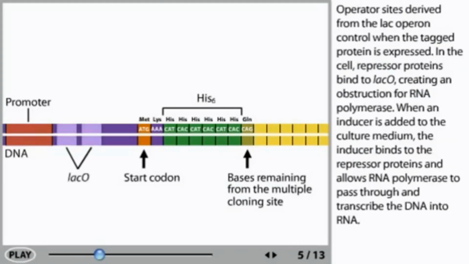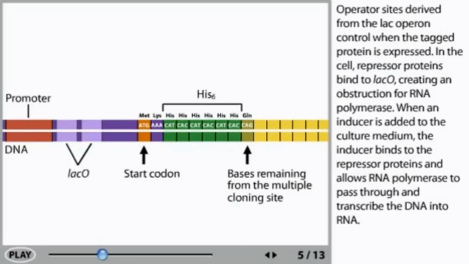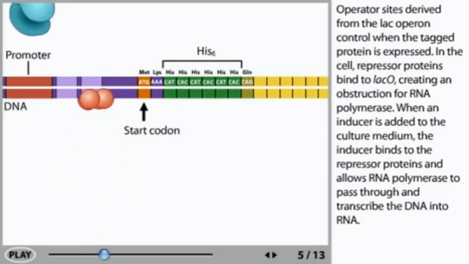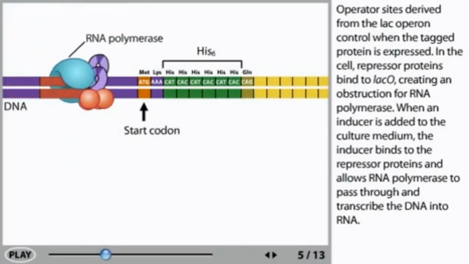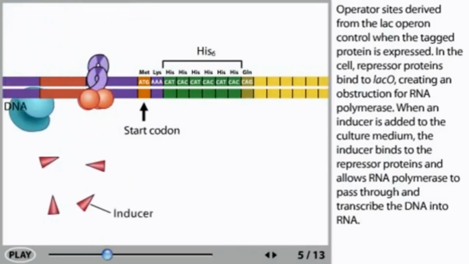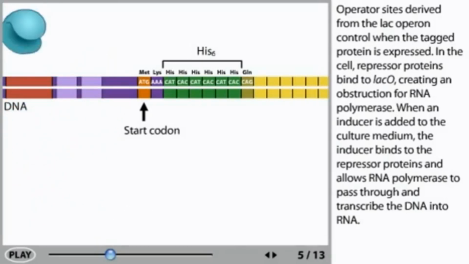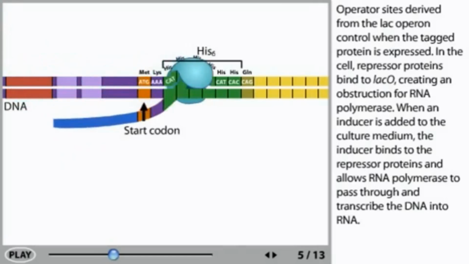Operator sites derived from the LAC operon control when the tagged protein is expressed. In the cell, repressor proteins bind to LAC-O, creating an obstruction for RNA polymerase. When an inducer is added to the culture medium, the inducer binds to the repressor proteins and allows RNA polymerase to pass through and transcribe the DNA into RNA.